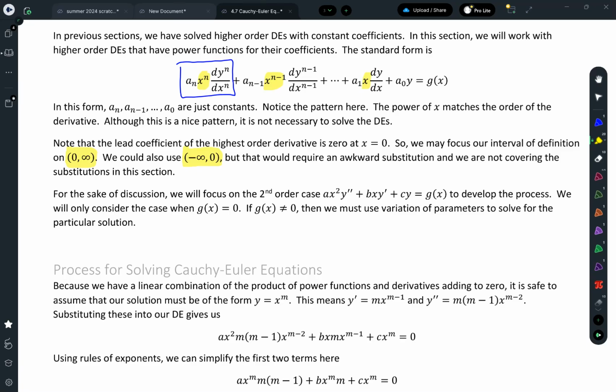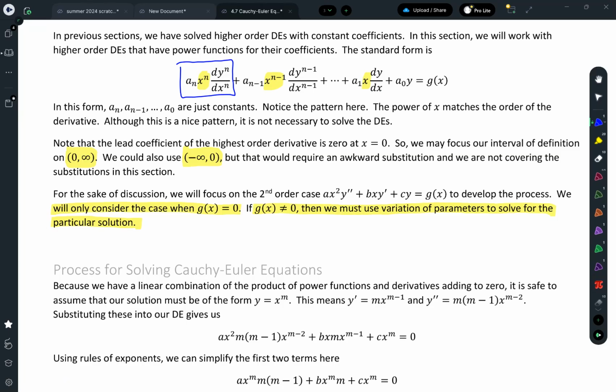But to develop the process, we only need to focus on second order because we'll see what the pattern is that emerges. We are only considering the case where g of x is equal to 0. If g of x was not 0, then we would have to use variation of parameters to solve for the particular solution. The book does have some problems that force you to do that, but that's not my focus for this section. My focus is more just the introduction to Cauchy-Euler equations and how to handle things when we're not dealing with constant coefficients. Instead, we're dealing with power function coefficients.